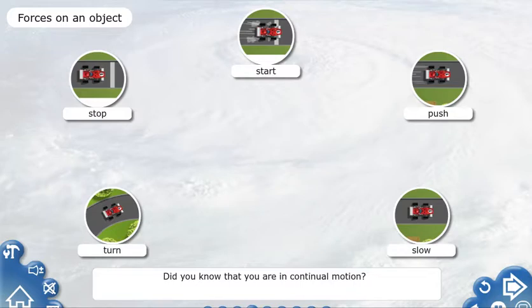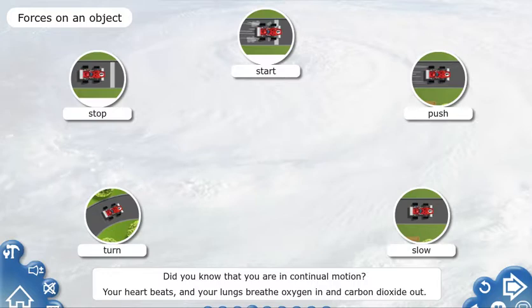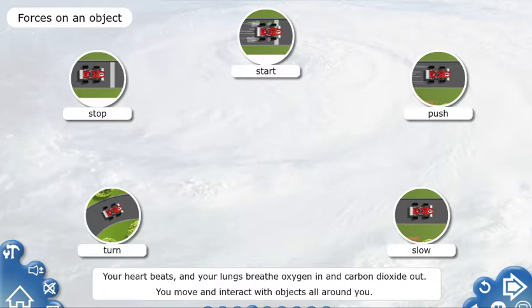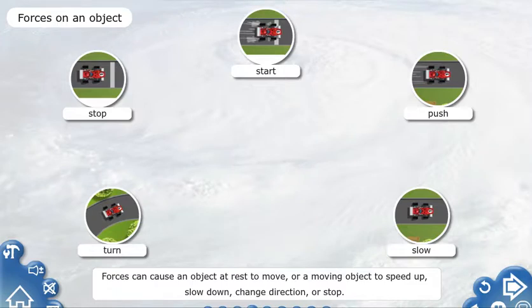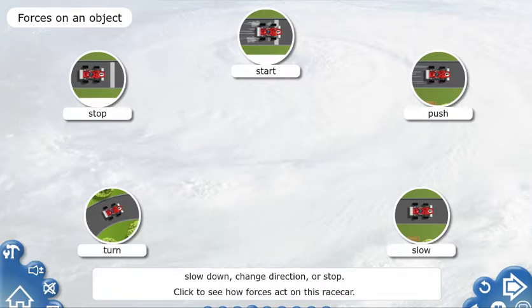Did you know that you are in continual motion? Your heart beats and your lungs breathe oxygen in and carbon dioxide out. You move and interact with objects all around you. Everything that moves involves a force. Forces can cause an object at rest to move, or a moving object to speed up, slow down, change direction, or stop. Click to see how forces act on this race car.